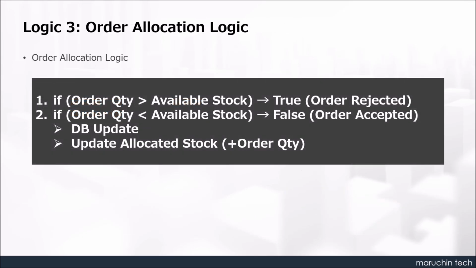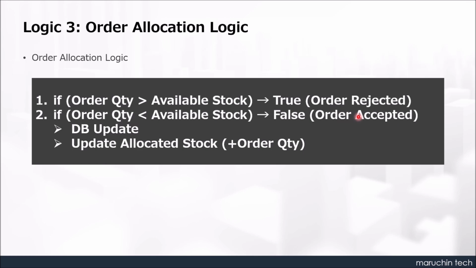This is the order allocation logic. The system executes this logic the moment an order is received from a customer. If the order quantity is greater than the available inventory, it returns an error and rejects the order. If the order quantity is smaller than or equal to the available inventory, the order succeeds.